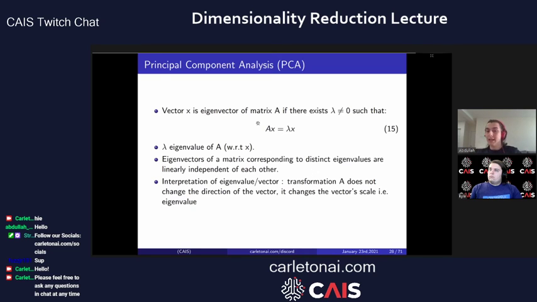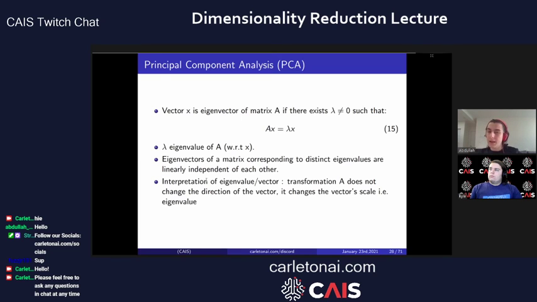So let's first just define what an eigenvector is, right? The definition is: vector x is called an eigenvector of matrix A if there is a value lambda, not equal to 0, such that if you multiply x with the matrix A, it is going to be equal to lambda multiplied by x. And we call lambda an eigenvalue of matrix A, and we call x an eigenvector of matrix A, right? The eigenvectors of a matrix that correspond to distinct eigenvalues are independent of each other, right? So if you have eigenvectors that correspond to different eigenvalues, then they're linearly independent, which means they are good. They could be used as our new basis vectors.